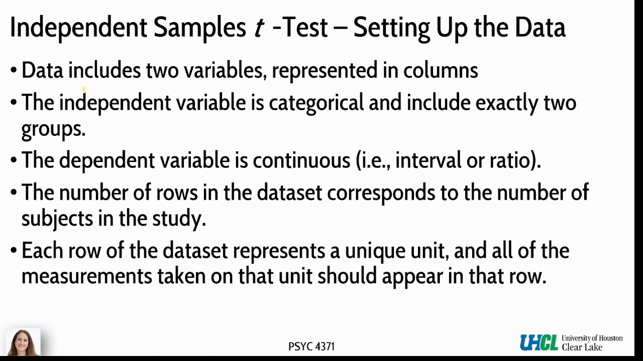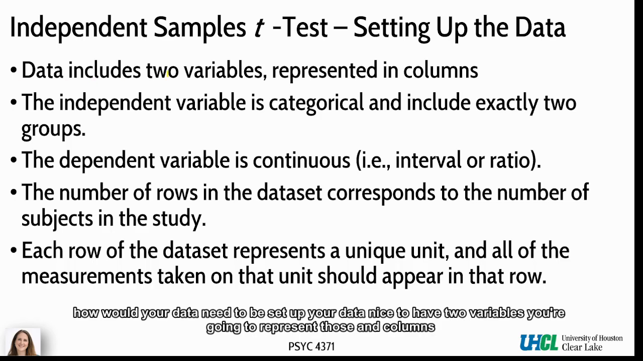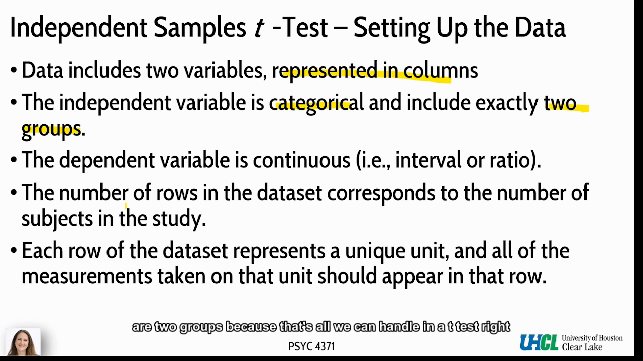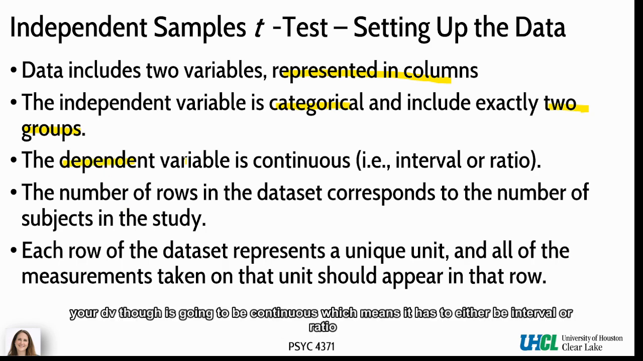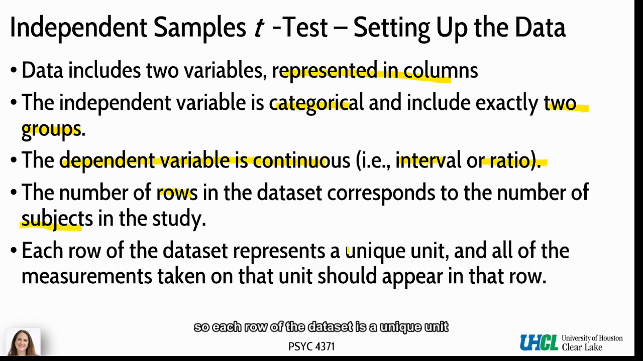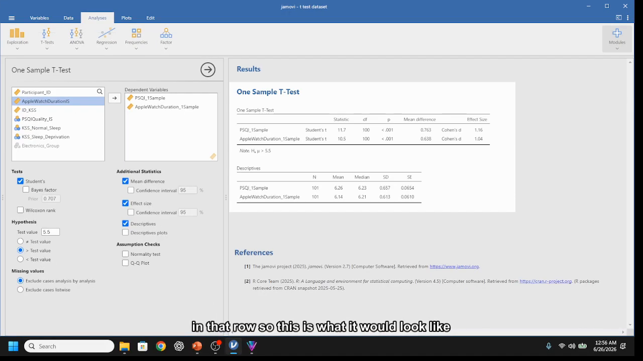All right, so how would your data need to be set up? Your data needs to have two variables. You're going to represent those in columns. The independent variable is going to be a categorical variable, and it only has two levels or two groups because that's all we can handle in a t-test, right? Your DV, though, is going to be continuous, which means it has to either be interval or ratio. And the number of rows in your data set is going to correspond to the number of subjects in your study. So each row of the data set is a unique unit, and all of the measurements taken on that unit have to be in that row. So this is what it would look like.